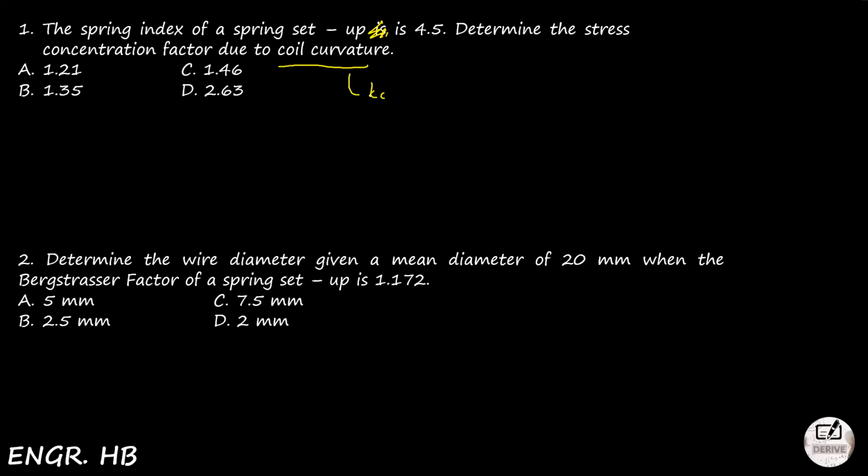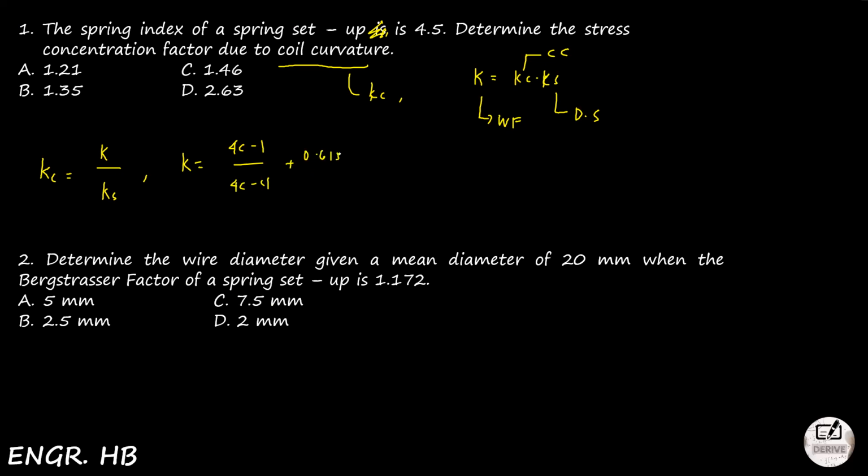And in order for us to determine the amount of Kc, ang kailangan lang natin formula is Wahl's factor is equal to Kc times Ks. Hindi kill shot, no? So that was factor for direct shear. So this is the Wahl's factor and this is the direct shear. So ito naman si coil curvature. And basically Kc is equal to K or Wahl's factor divided by Ks. And syempre si Wahl's factor meron siyang formula ng 4C minus 1 divided by 4C minus 4 plus 0.615 divided by C. And syempre, meron tayong given na spring index which is 4.5.